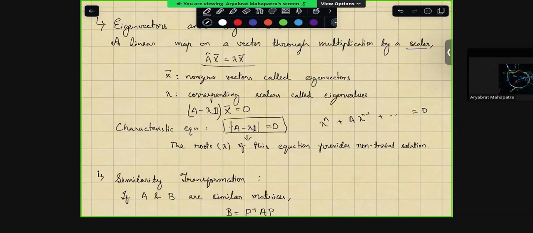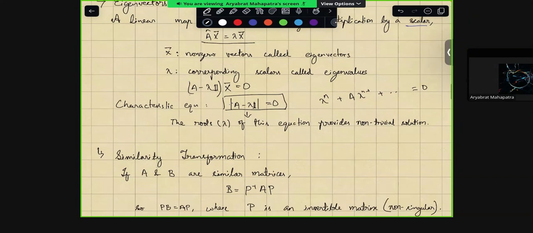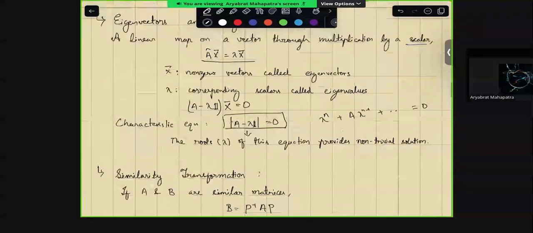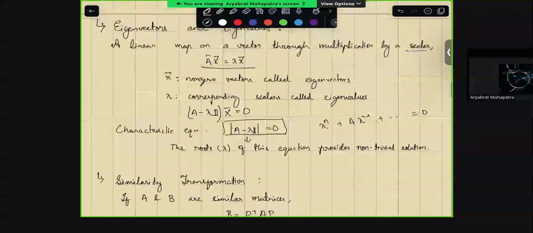So using these lambda values, you will construct the corresponding eigenvectors, and that will be basically your final non-trivial solutions for that. So that was eigenvalues and eigenvectors.